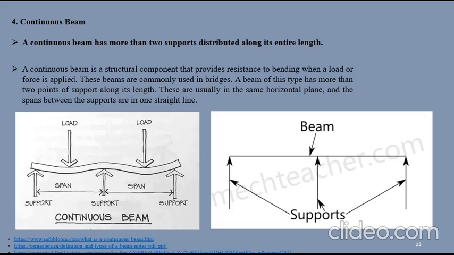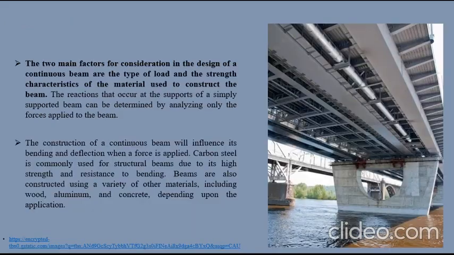A continuous beam has more than two supports distributed along its entire length. The two main factors of consideration in the design of a continuous beam are the type of loads and the strain characteristics of the material used in constructing the beam.